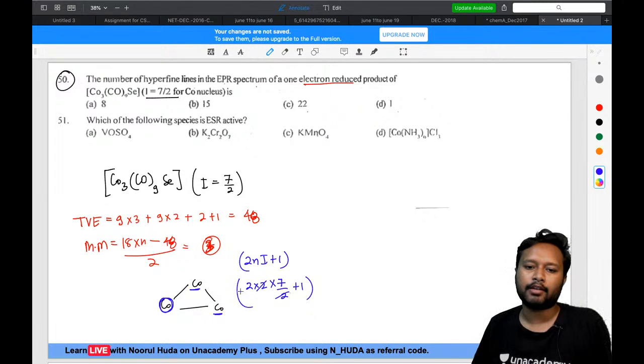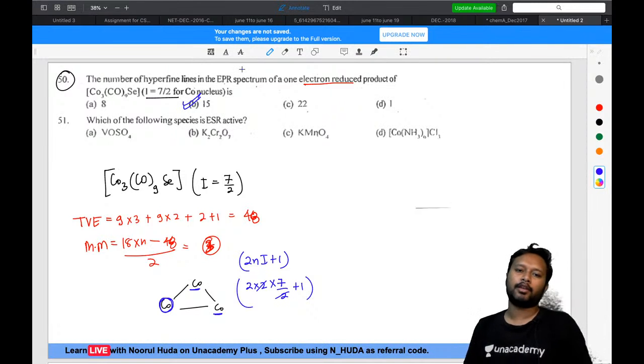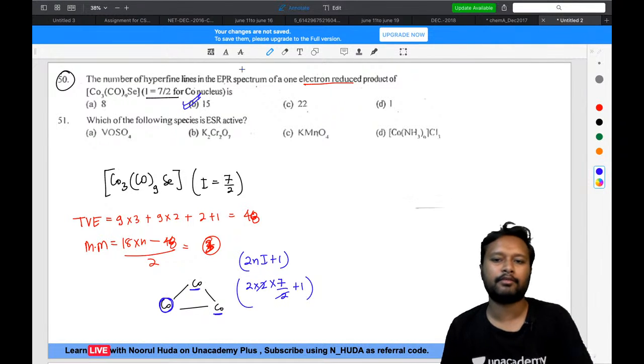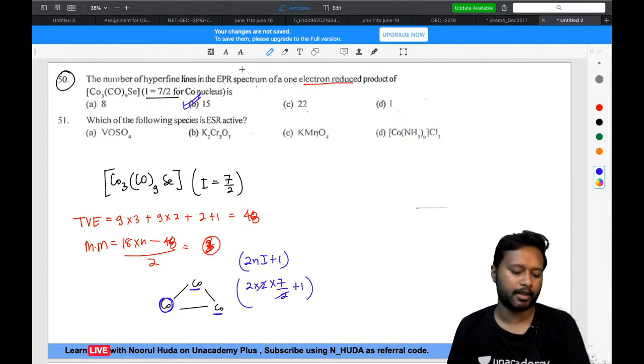If you do that, how much will we get? 14 plus 1, 15. So your answer should be 15 in this case. Okay. So hyperfine lines in this case will be 15. That's what you will get for this particular molecule.